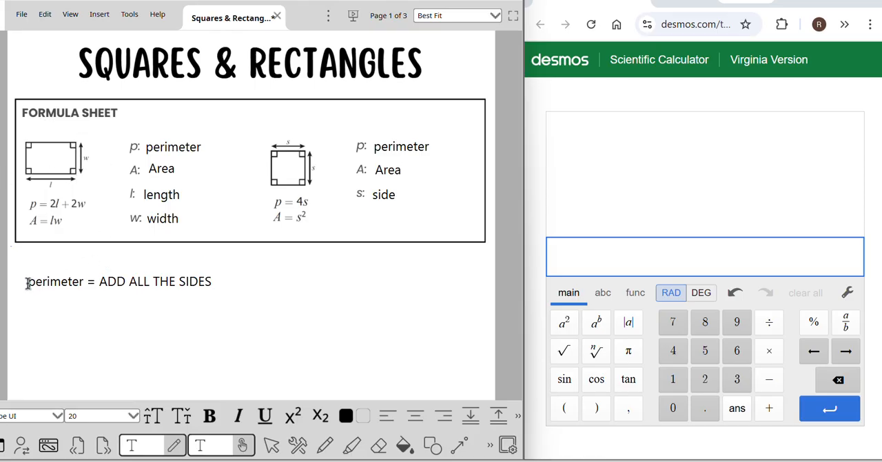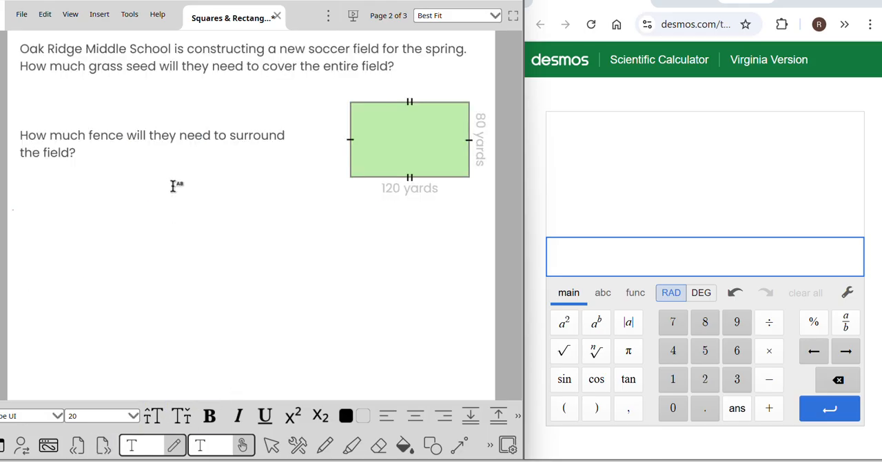Either way works. And remember, perimeter is add up all your sides. It's how far it would take you to walk around this rectangle. Area is how far it would take you to, I don't know, spread dirt all over this rectangle or whatever, or color it in with a marker. That's your area. Okay, so let's go on to our next slide and let's look at some problems.